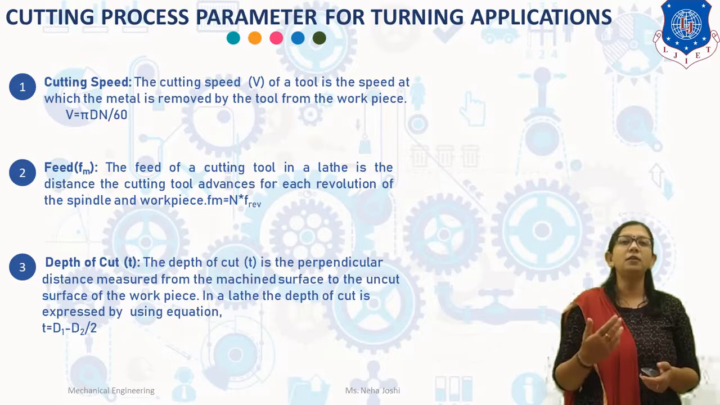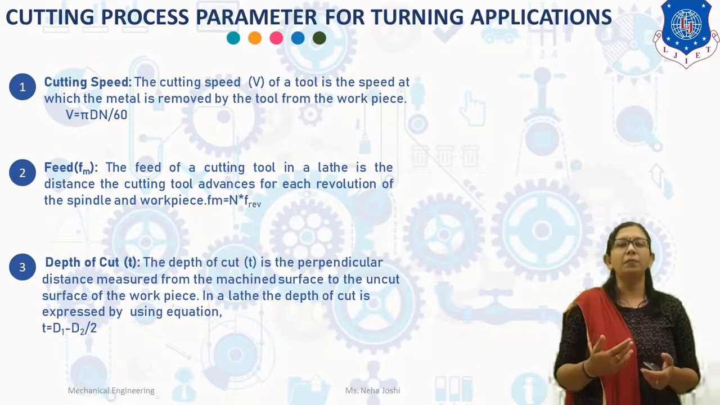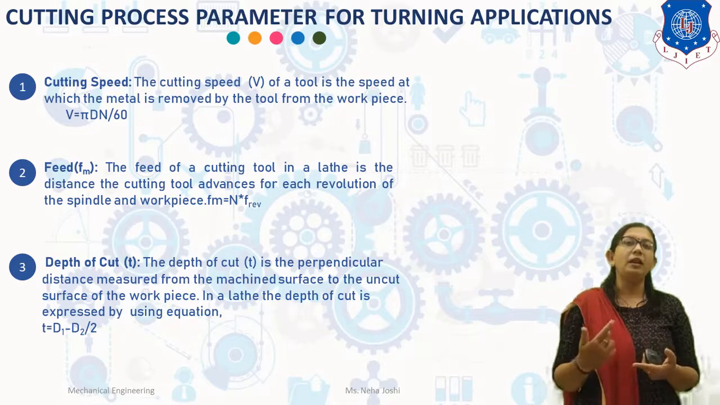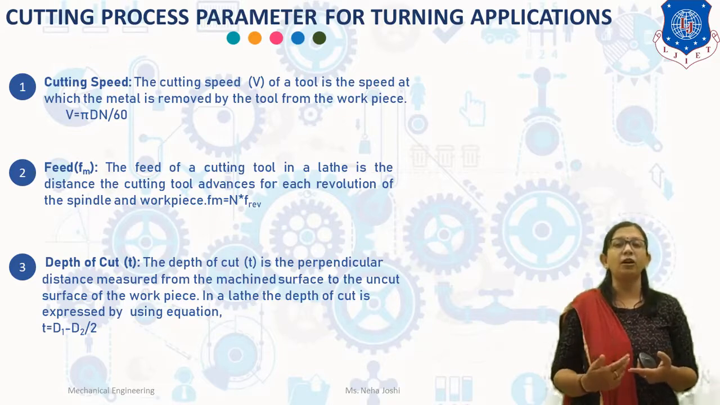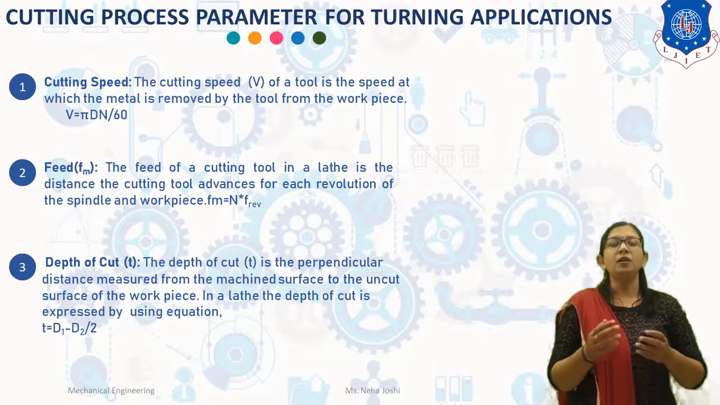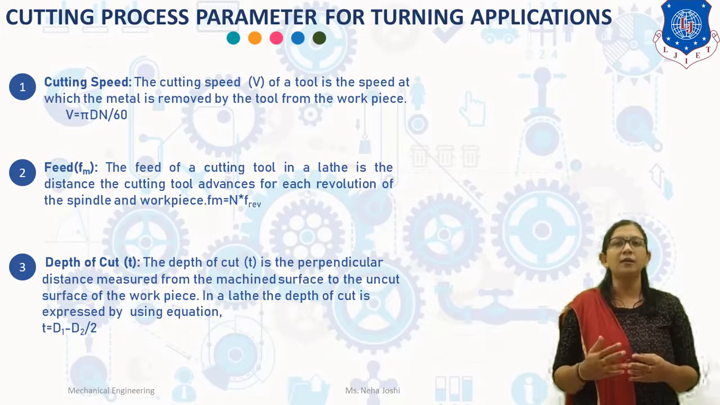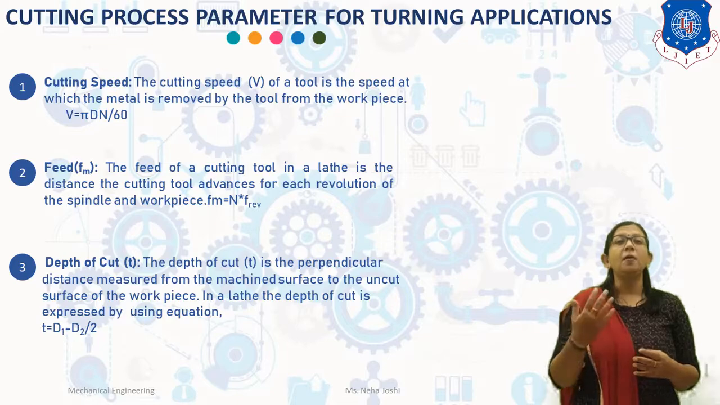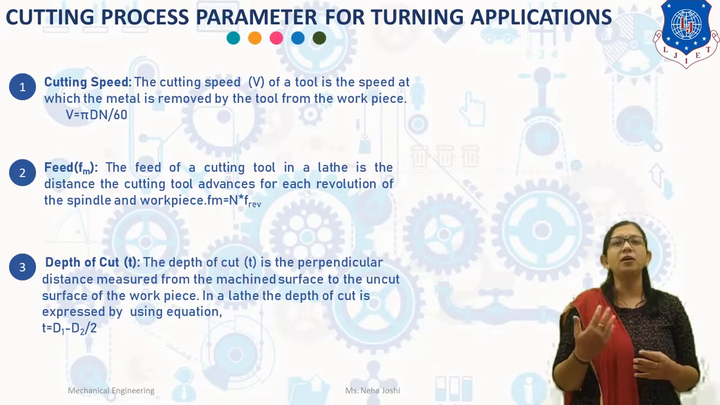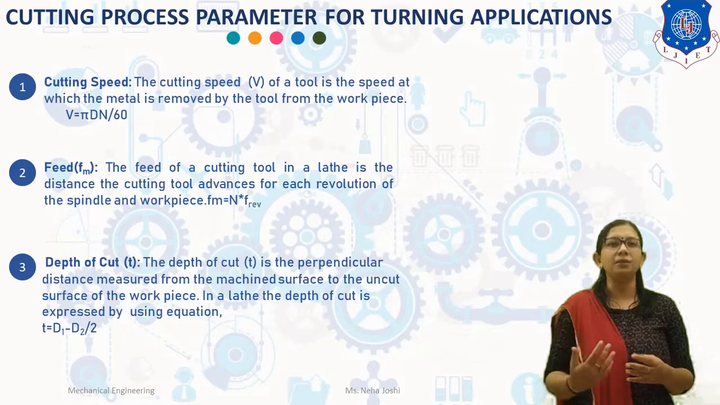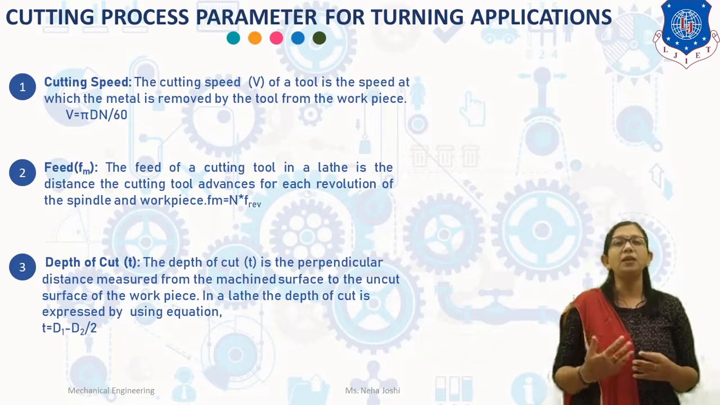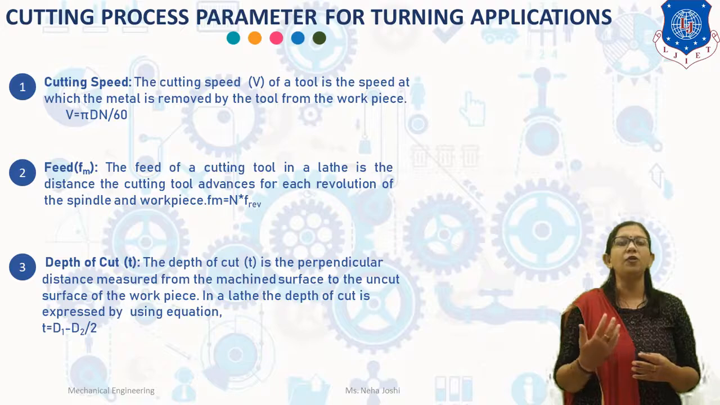Generally, we have to consider three cutting process parameters for turning application. First one is cutting speed, then feed, and depth of cut. Now what is cutting speed? The cutting speed of a tool is the speed at which the metal is removed by the tool from the workpiece, which is designated by V. In a lathe, it is the peripheral speed of the workpiece past the cutting tool, expressed in meter per minute, by the equation V is equal to pi d n by 60. From the above equation, the spindle speed can be determined using the recommended value of the cutting speed.